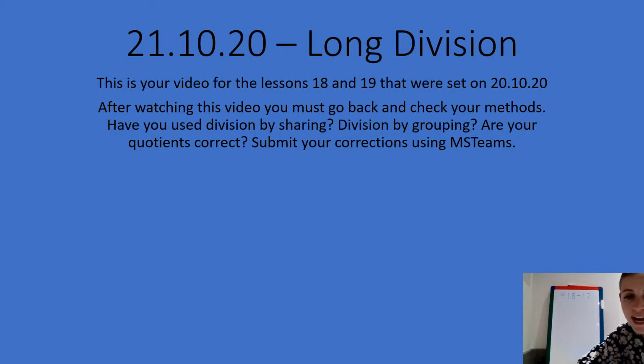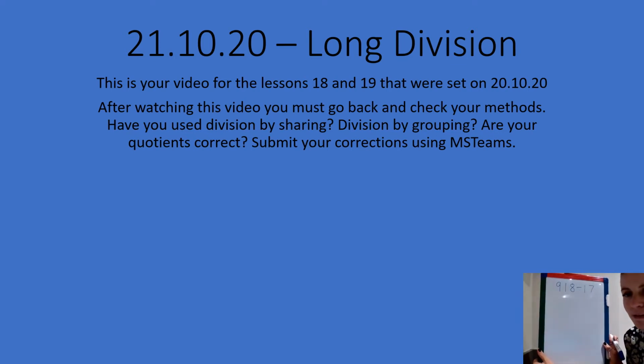Now, when I divide by sharing, if I set that into a bit of a context, I could say that I am at a party and I have got 918 sweets. And I know that I have got 17 people at my party. What I don't know is how many sweets each person is going to get. So that is an example of sharing 918 between 17 people, but I don't know how much everybody needs.